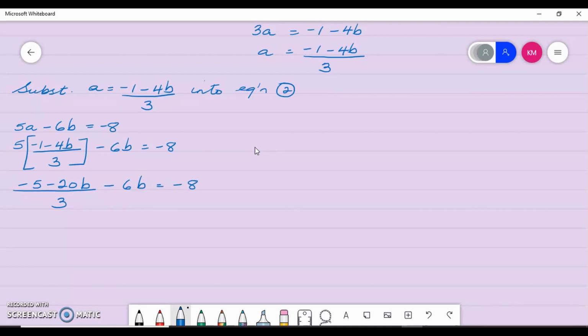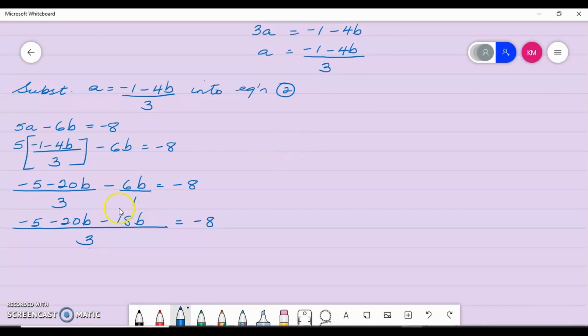I have an algebraic fraction and a term there, so I need to find the LCM. Remember, this term is considered to be over 1. My LCM there is 3. 3 into 3 is 1. 1 multiplied by that numerator is going to give me that same thing. 1 into 3 is 3. 3 multiplied by negative 6 is going to give me negative 18b, and that is going to be negative 8.